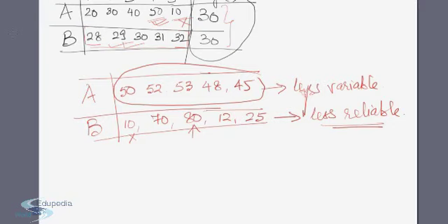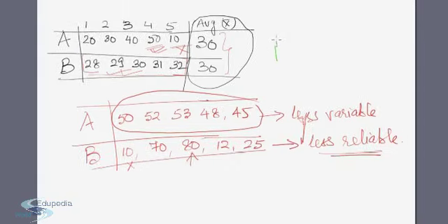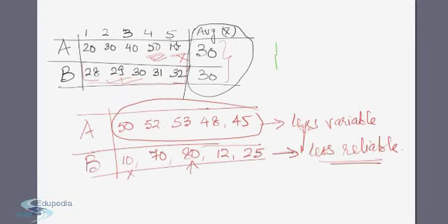Let's take one of these examples. In the first case here, for student A, we see the range would be maximum minus minimum. We see that the maximum is 50 and the minimum is 10. So range is largest minus smallest. In the first case, it will be 50 minus 10 simply, so it will be 40. In the second case, the maximum is 32 and the minimum is 28. So it will be 32 minus 28, which is equal to 4.